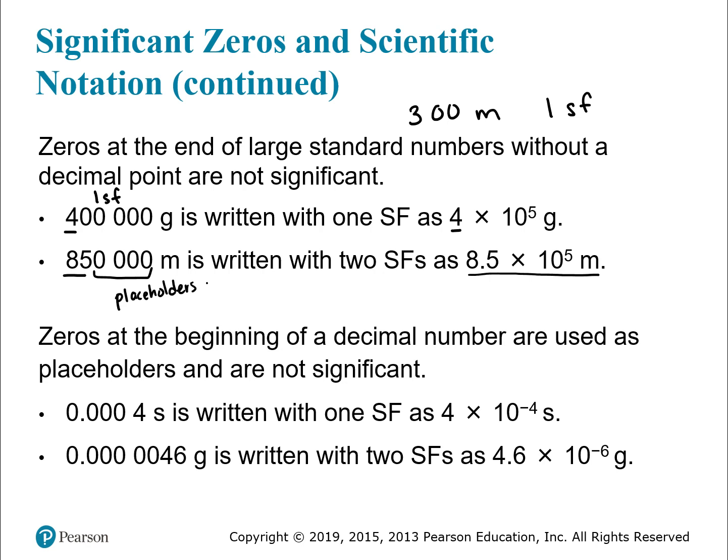Zeros at the beginning of a decimal number are also placeholders, and they're not significant. So 0.0004 still only has one sig fig, and you'd represent that as 4 times 10 to the minus 4.